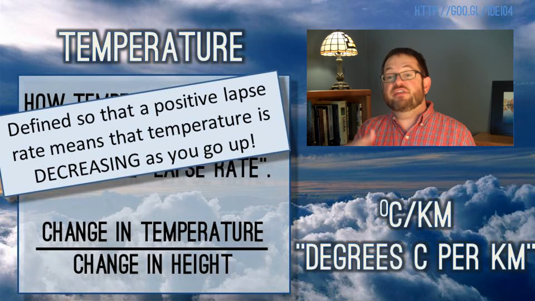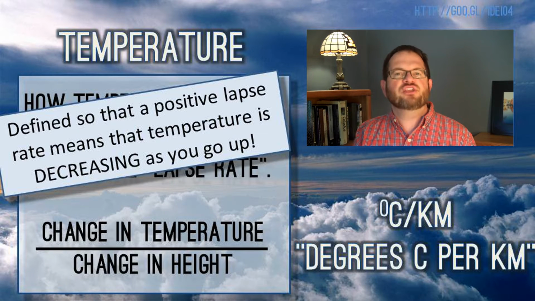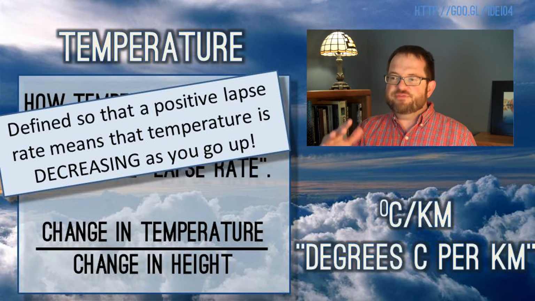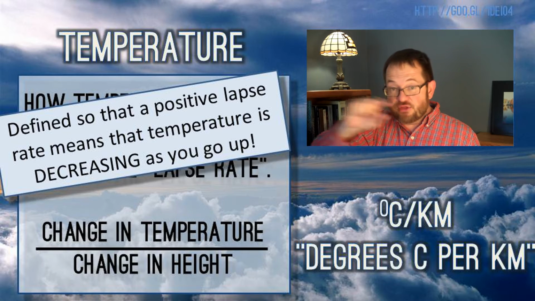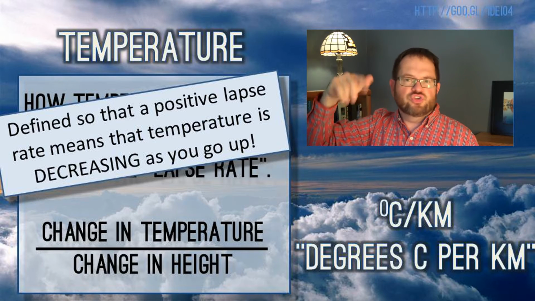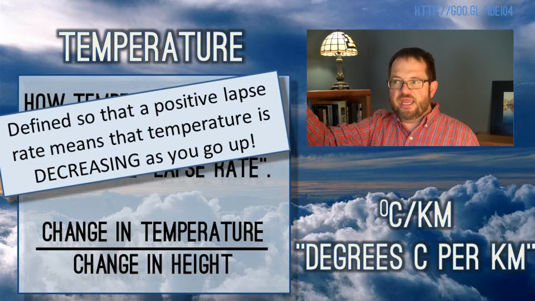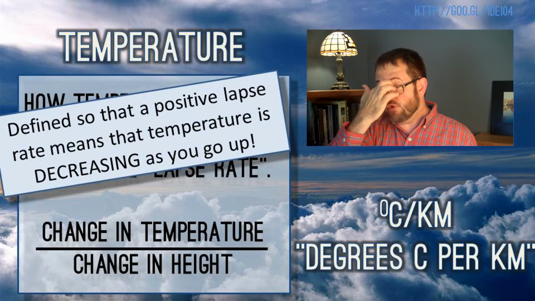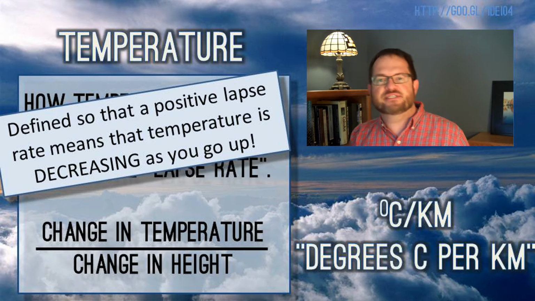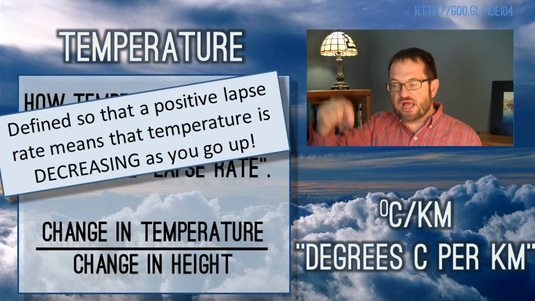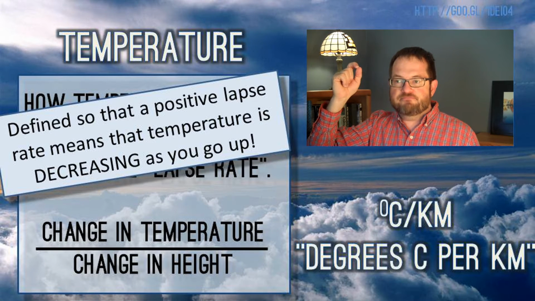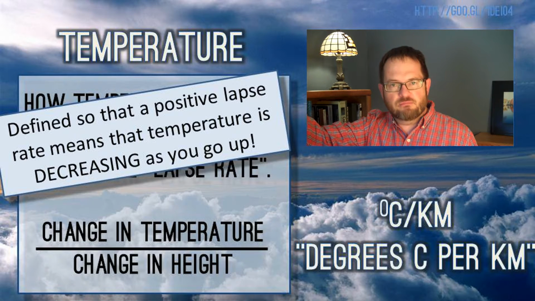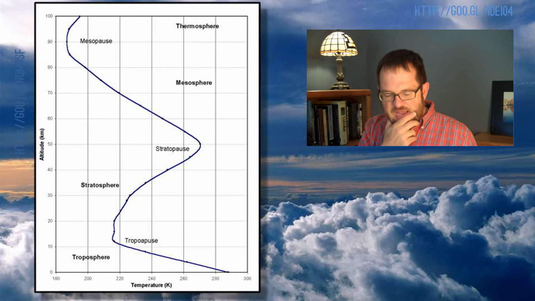So, if you have a lapse rate of, say, 10 degrees Celsius per kilometer, that means for every kilometer you go up at this location, you are cooling by 10 degrees. If you had a lapse rate of negative 10 degrees Celsius, what that would mean is that for every kilometer you're going up, the air is warming by 10 degrees Celsius.